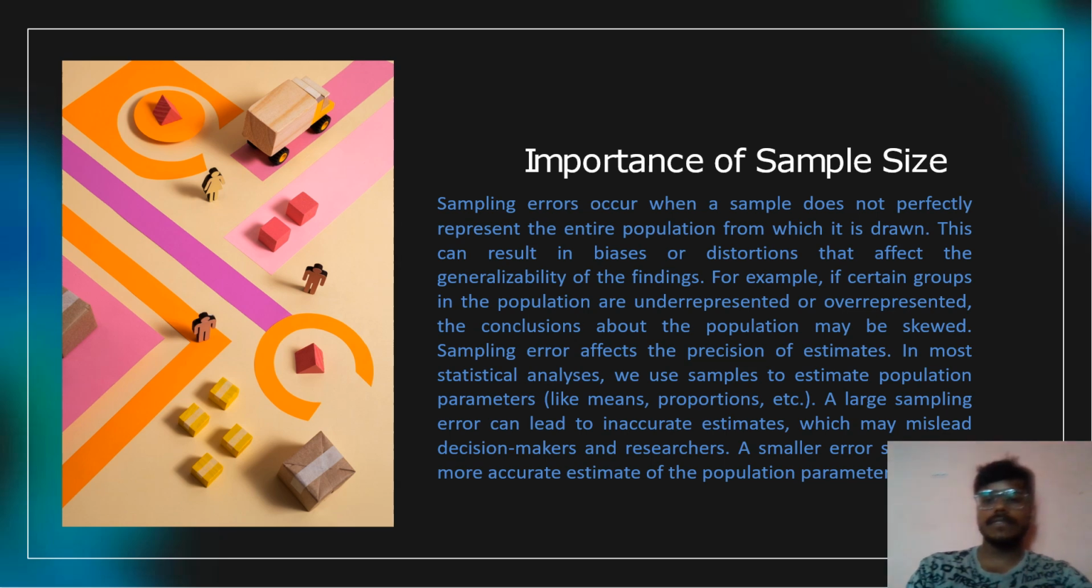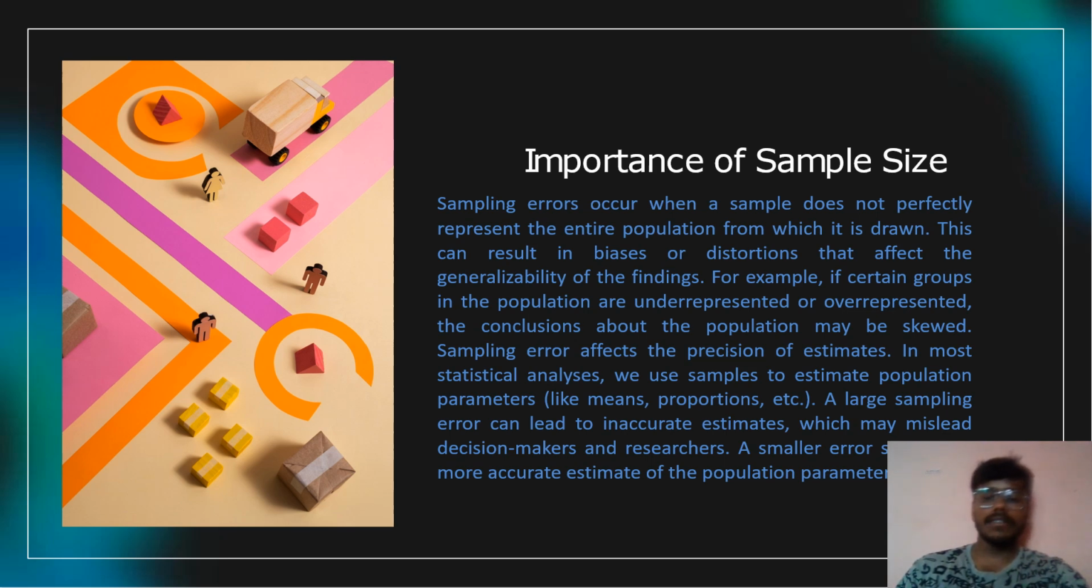Next, importance of sample size. Sampling errors occur when a sample does not perfectly represent the entire population from which it is drawn. This can result in biases or distortions that affect the generalizability of the findings. For example, if certain groups in the population are underrepresented or overrepresented, the conclusions about the population may be skewed.